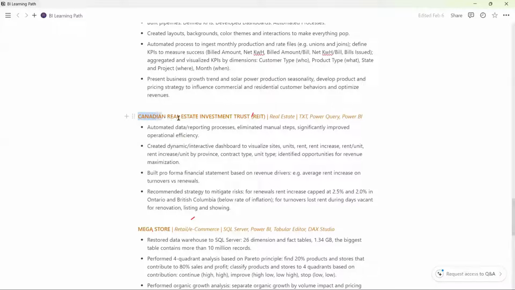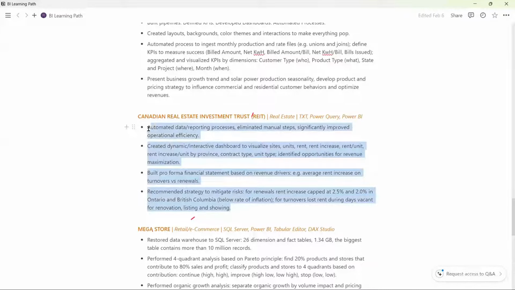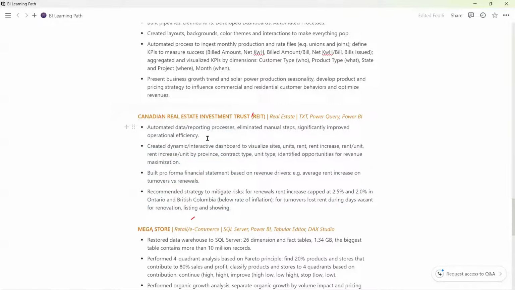You see, this is Canadian Real Estate Investment Trust. I didn't mention the real name, but it's a REIT, R-E-I-T. So it's Real Estate Investment Trust. You could have a private REIT, and you could have a public REIT. There are REITs listed on stock exchange. So if you look at the kind of use cases and project, the data process remains largely the same.